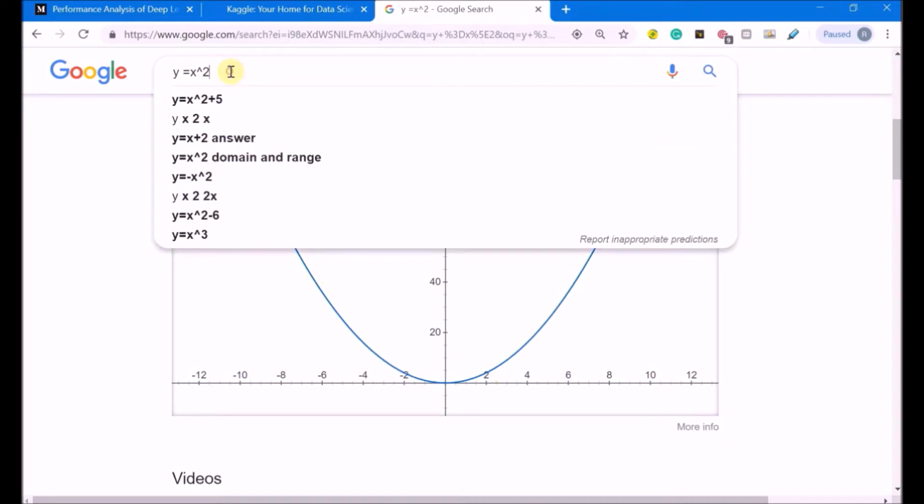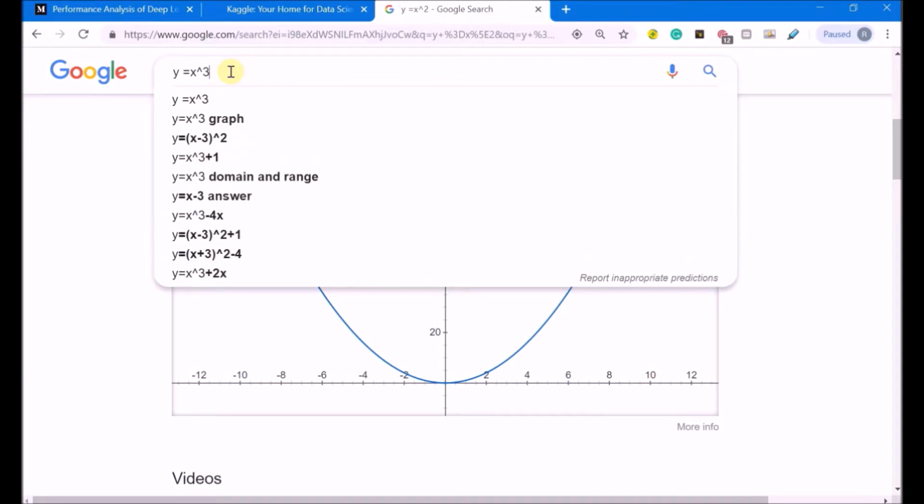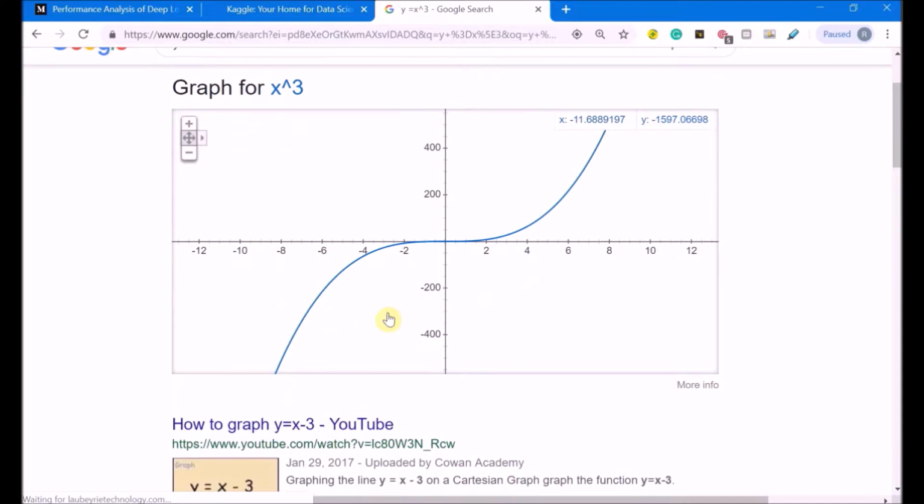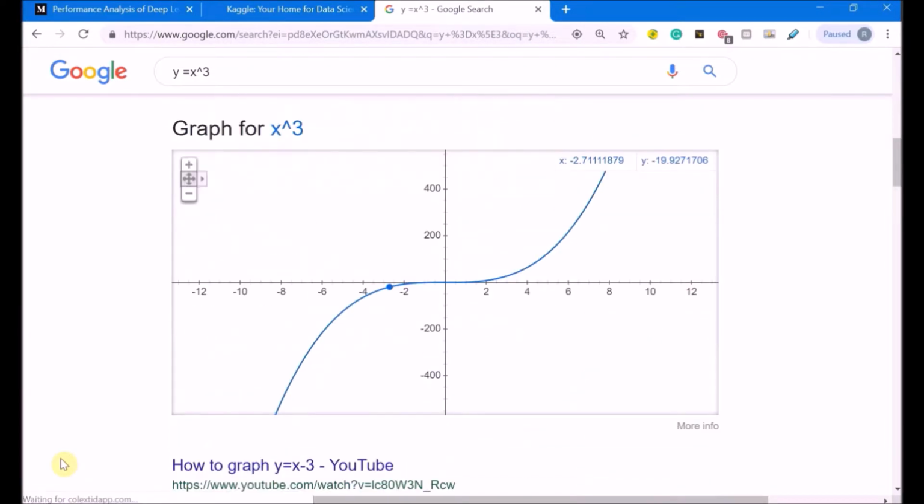Let's try for x to the power 3. Now this nonlinear equation has got a different graph. As you can see, now we are reaching the third quadrant. The reason is, for positive values, y doesn't change. But when we are talking about the negative values, negative into negative is positive, into negative is negative. Therefore, on the third quadrant, we're getting negative values of y.